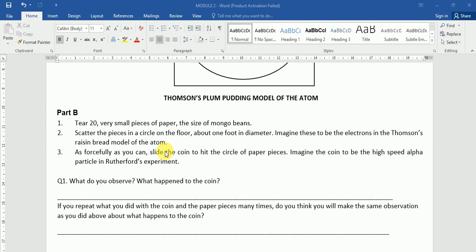Anyway, tear 20 very small pieces of paper the size of mung beans. Scatter the pieces in a circle on the floor about 1 foot in diameter. Imagine these to be the electrons. As forcefully as you can, slide the coin to hit the circle of paper pieces. Imagine the coin to be the high-speed alpha particle in Rutherford's experiment.